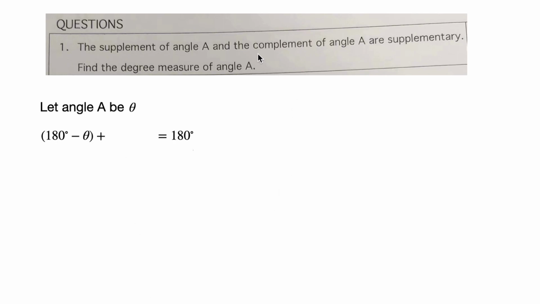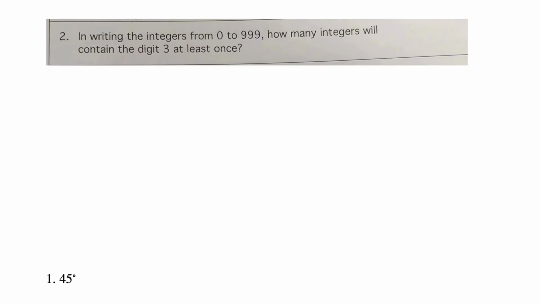The next part is the complement of angle A. Same thing here, except the angle added to A makes 90 degrees. So it's 90 degrees minus angle A or theta. Now we just need to solve this equation. Simplifying and dividing, we get that theta is 45 degrees. Since the question is asking for angle A and theta is angle A, 45 degrees is the answer to our first question. On to question 2.